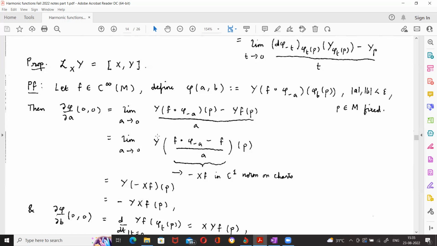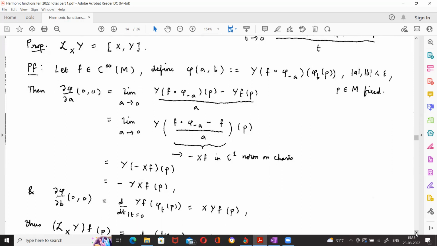And now Y is a first order differential operator. So if you have functions which converge in C1, then Y of those converge also, right? So a first order differential operator is continuous with respect to the C1 norm. So if this converges in C1, then Y of this will converge to Y of the limit. So this converges to Y of minus XF at P. So this becomes minus YXF at P. So this partial derivative, del phi del A at 0, 0, is minus YXF at P.